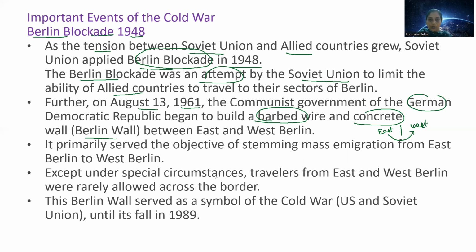Except under special circumstances, travelers from East Berlin to West Berlin were rarely allowed. This Berlin Wall is the symbol of the Cold War between the US and the Soviet Union until it fell in 1989.